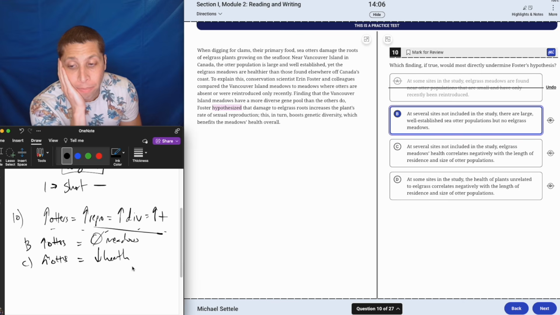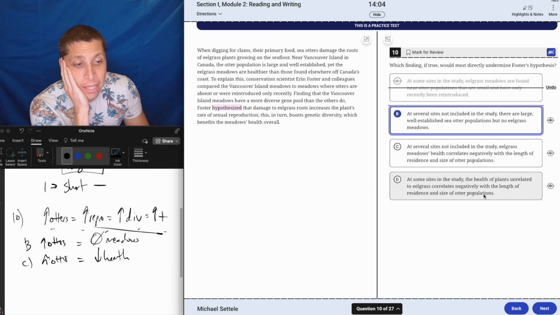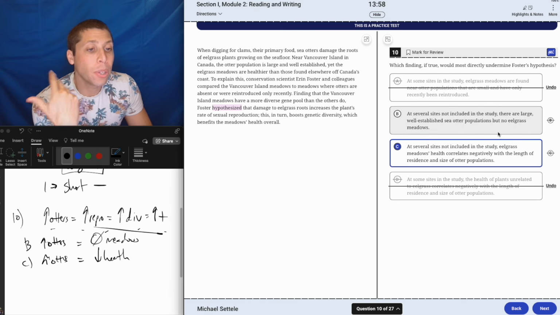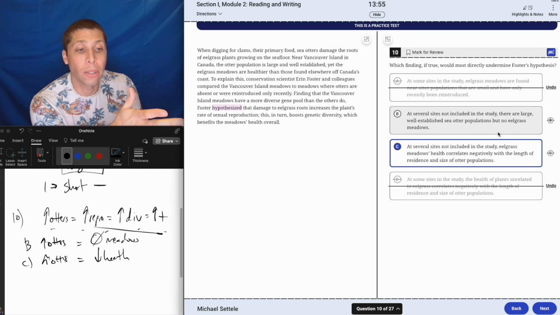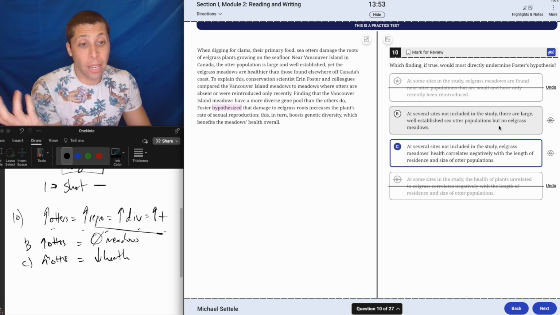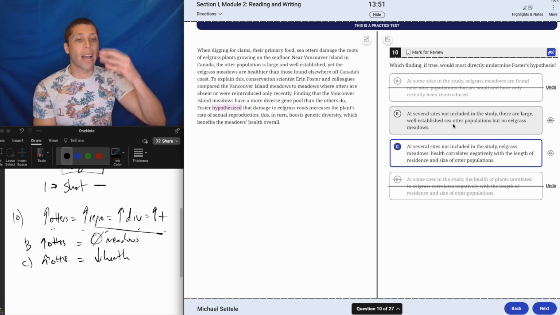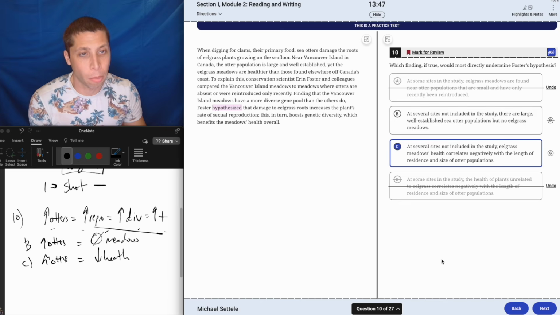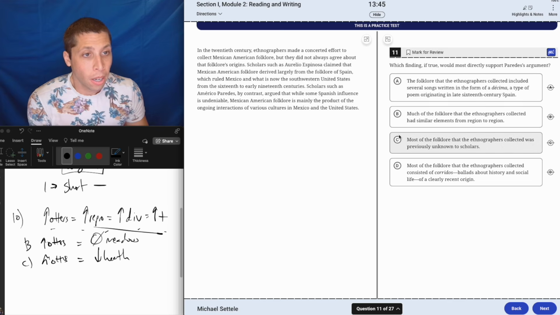That seems better. At some sites in the study, the health of plants unrelated to eelgrass correlates negatively with the length of. Now we're studying eelgrass, and that's kind of why this is right. How do we know why there are no meadows? It just could be that there aren't any, right? We need to know how the otters affect the meadows, but if there are no meadows, we don't know for sure how they're being affected. So I think it's C. I'm going to bookmark that, but I think that's right.